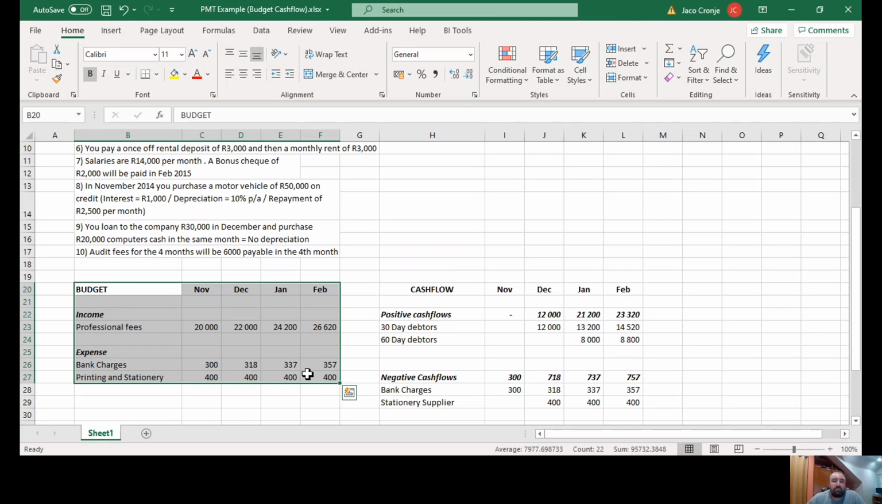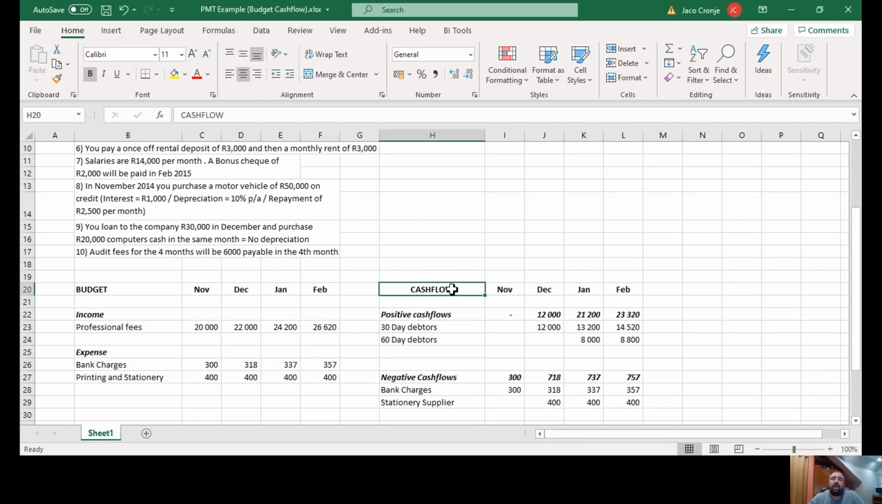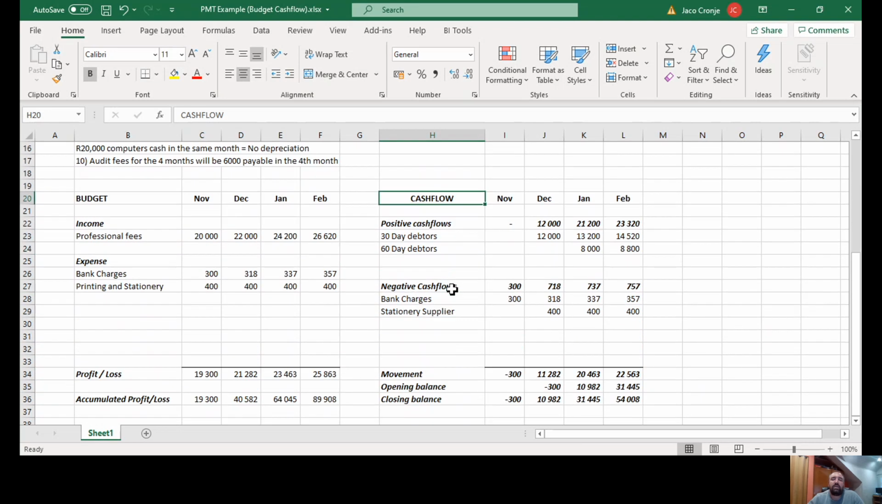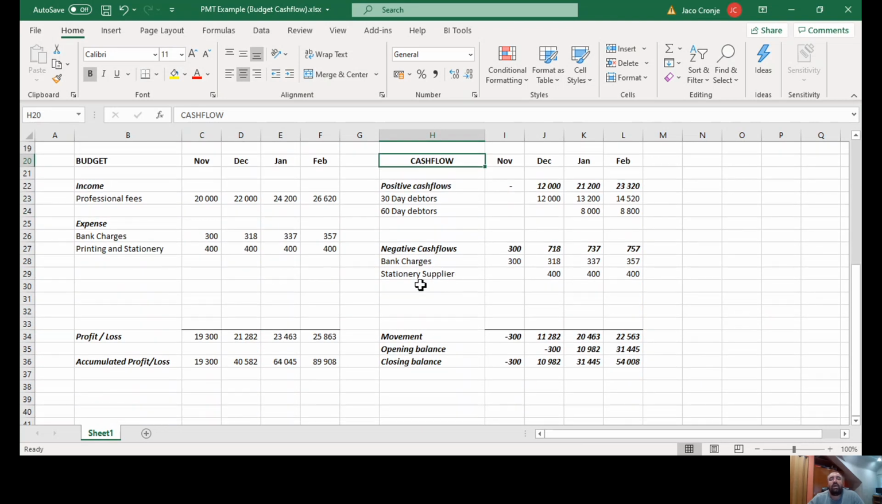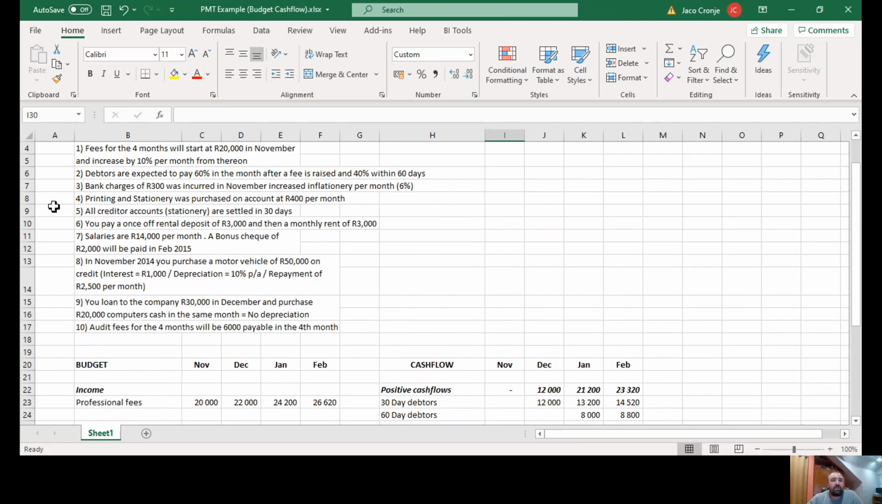But when I pay my rental deposit, will that transaction reflect in my bank statement? And the answer is yes, it will definitely reflect in my bank statement. So the moment something will reflect on my bank statement, I need to include it in my cash flow forecast. So under negative cash flows, I'm going to say rent deposit. And in which month?